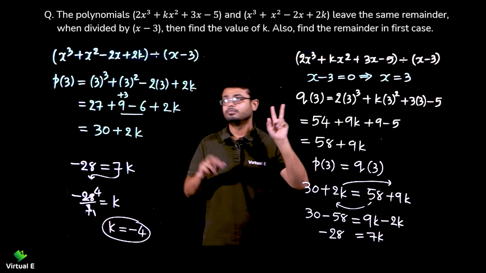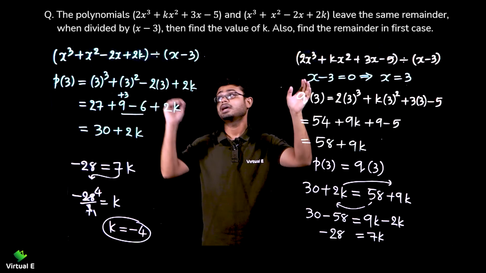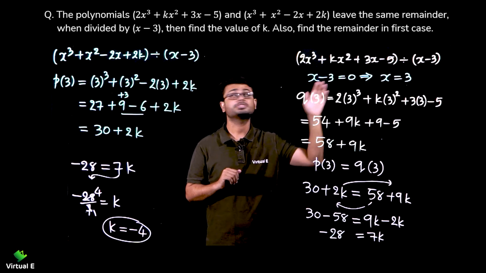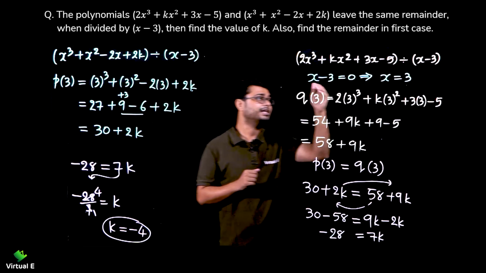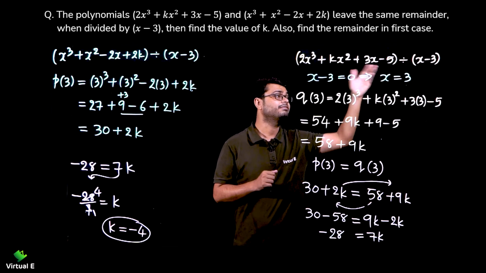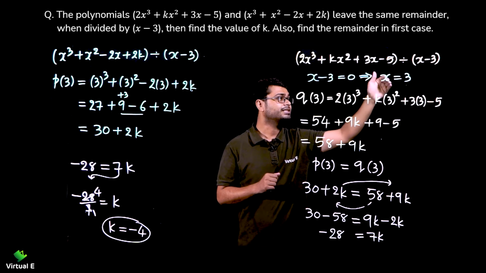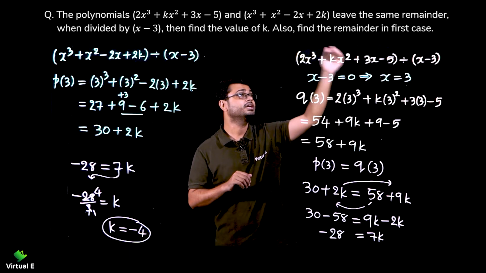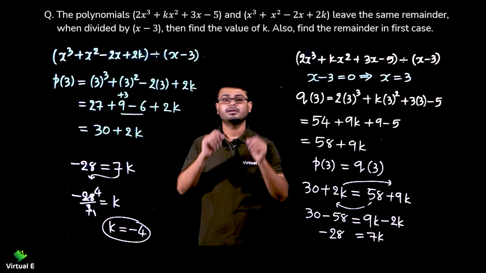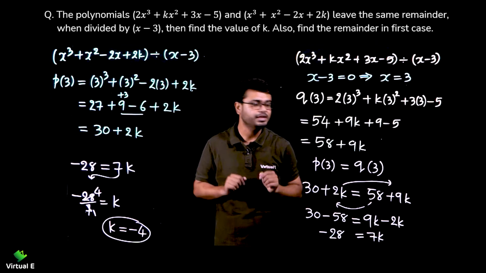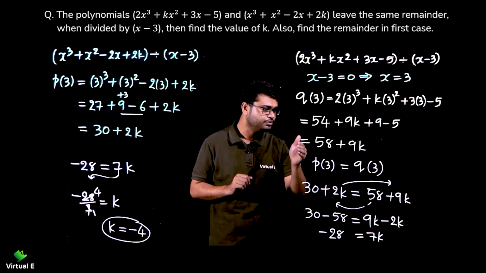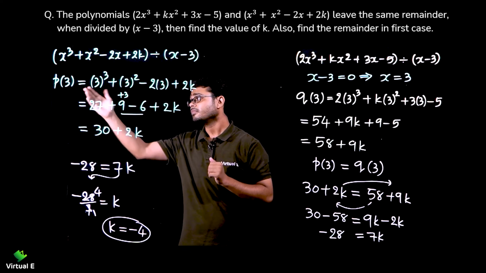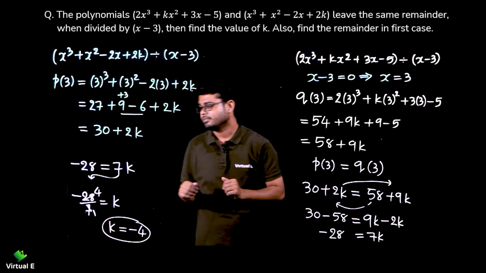We have two polynomials, this one and this one, and both of them are divided by the same polynomial, which is x minus 3. So we can get the value of x by equating the divisor to 0, that is x is equal to 3. That being done, now substitute the value 3 into both polynomials, as we want to get the remainder in each case. So here we get Q(3) is equal to 58 plus 9k. Here we get P(3) is equal to 30 plus 2k.